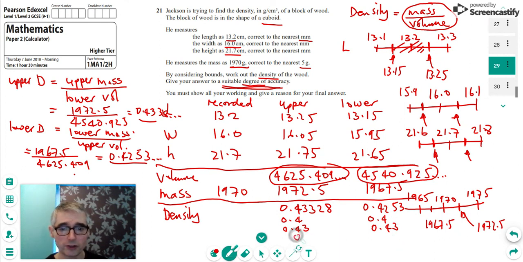If we did it to 3 decimal places, we get 0.433 for the upper value, but for the lower boundary, we get 0.425. So we can see that they only agree up to 0.43, and that is our suitable degree of accuracy: 2 decimal places, 0.43. I hope that's been helpful to you.